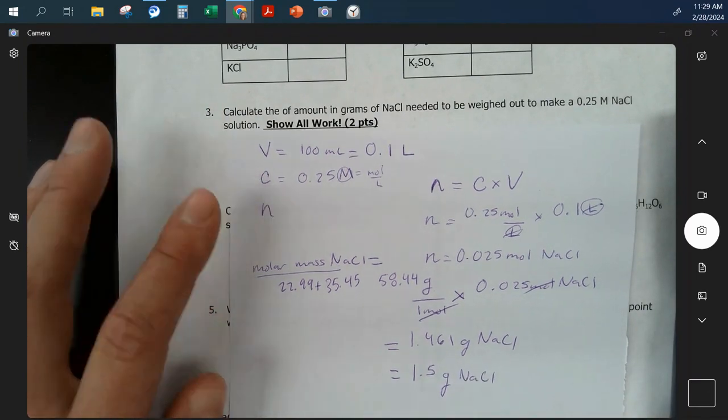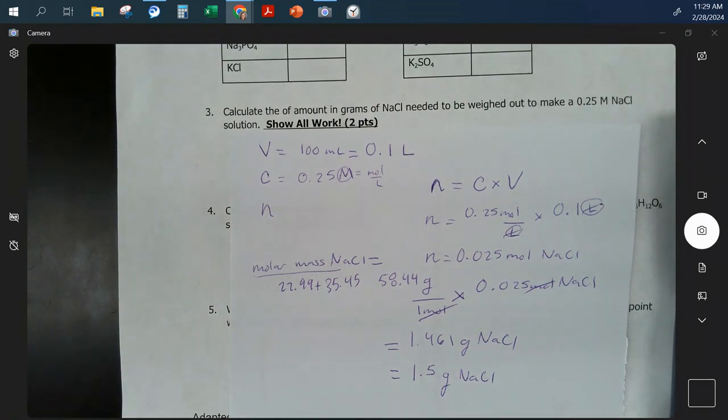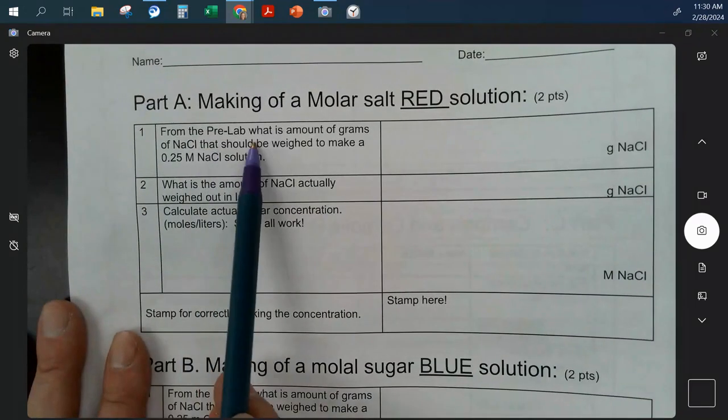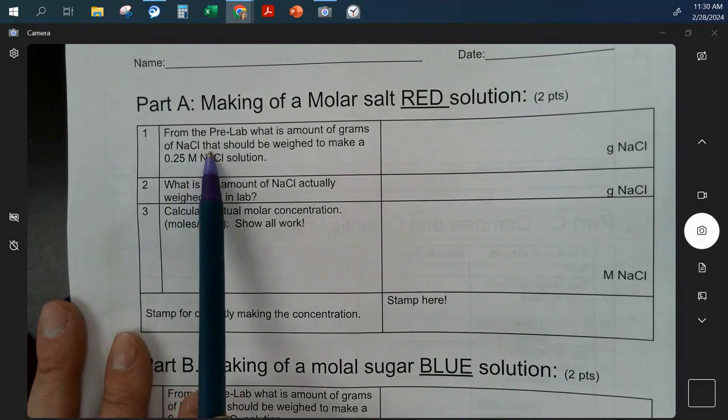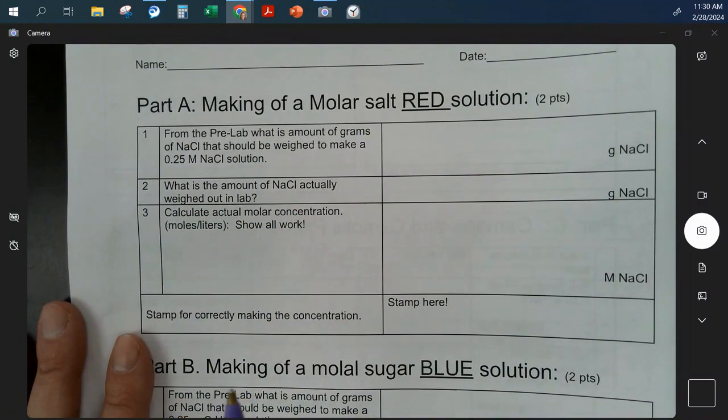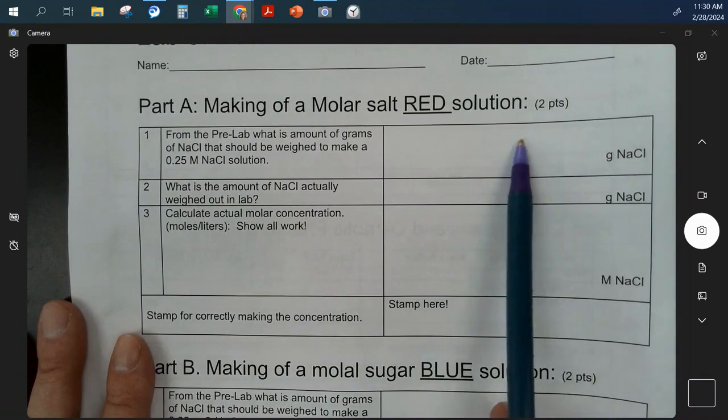All right, so then you should go to your data sheet, wherever the data sheet is. It looks like this. It says, from the PreLab, what amount of grams of sodium chloride should be weighed out to make 0.5 molar sodium chloride? How much? 1.5. So you're going to write this in this box, okay?